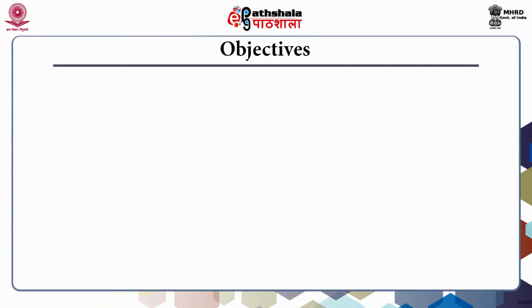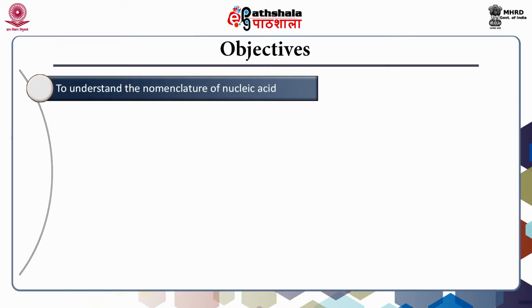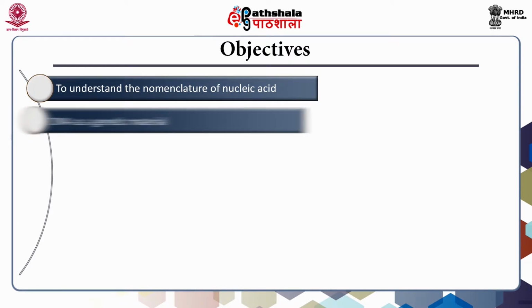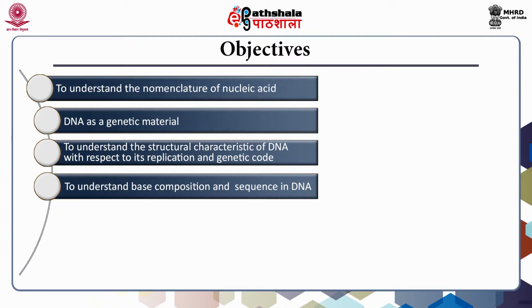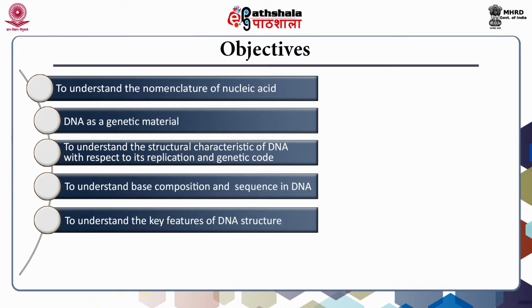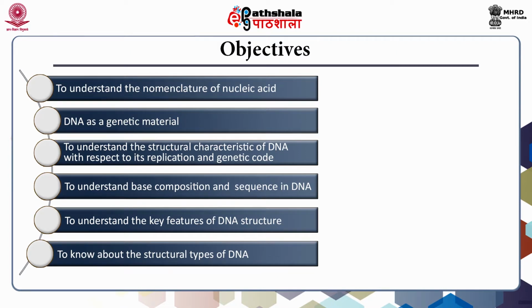Let us have a look at the objectives that will be covered in this lecture. We will understand the nomenclature of nucleic acids, look at DNA as a genetic material, understand the structural characteristic of DNA with respect to its replication and genetic code, understand base composition and sequence in DNA, the key features of DNA structure, and also know about the structural types of DNA.